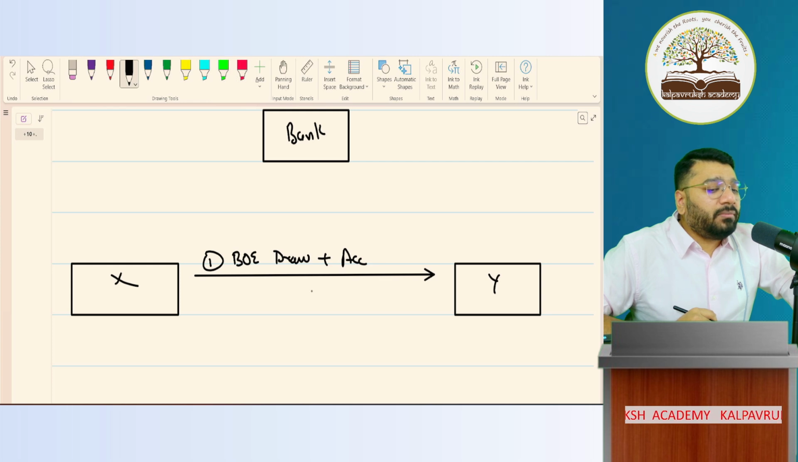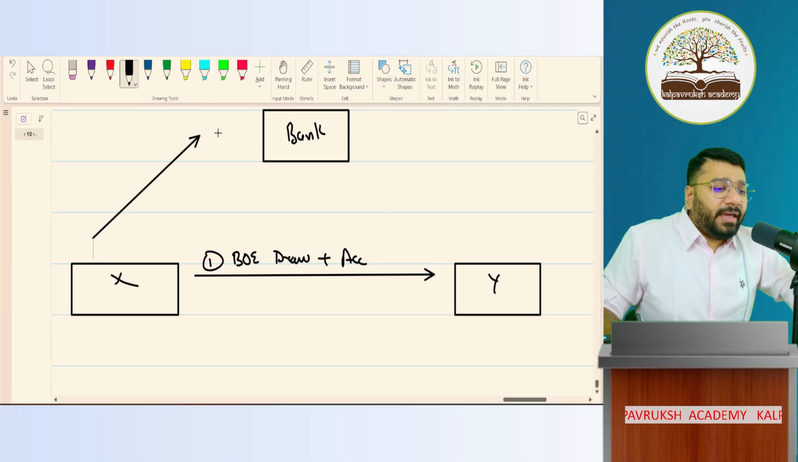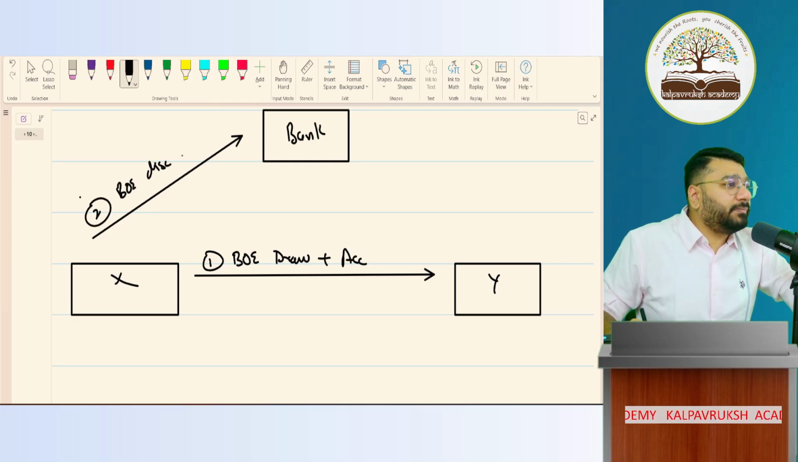If the bill is drawn on Y, and if Y accepts and gives it back to X, who's the holder of the bill? At this moment, X is the holder of the bill. So what is X doing? X is discounting this bill with the bank. So second transaction, bill of exchange discounted with bank. And you got the money.